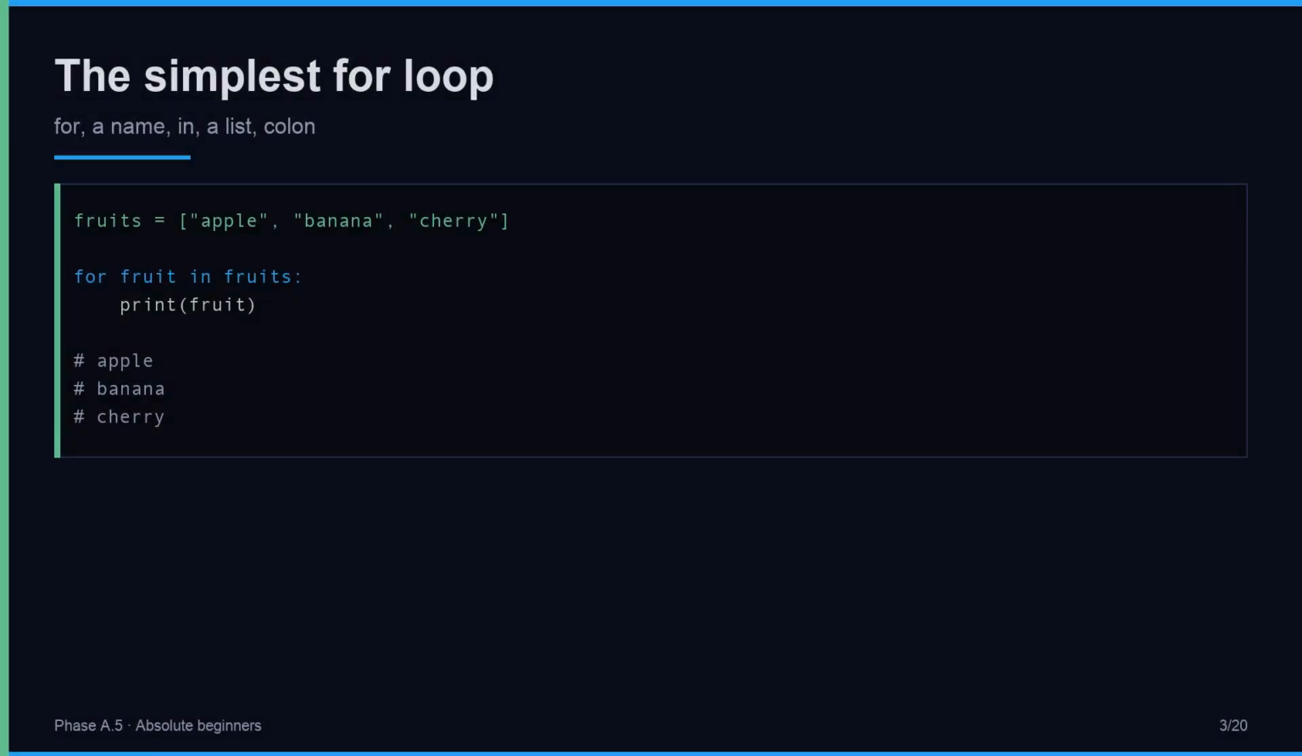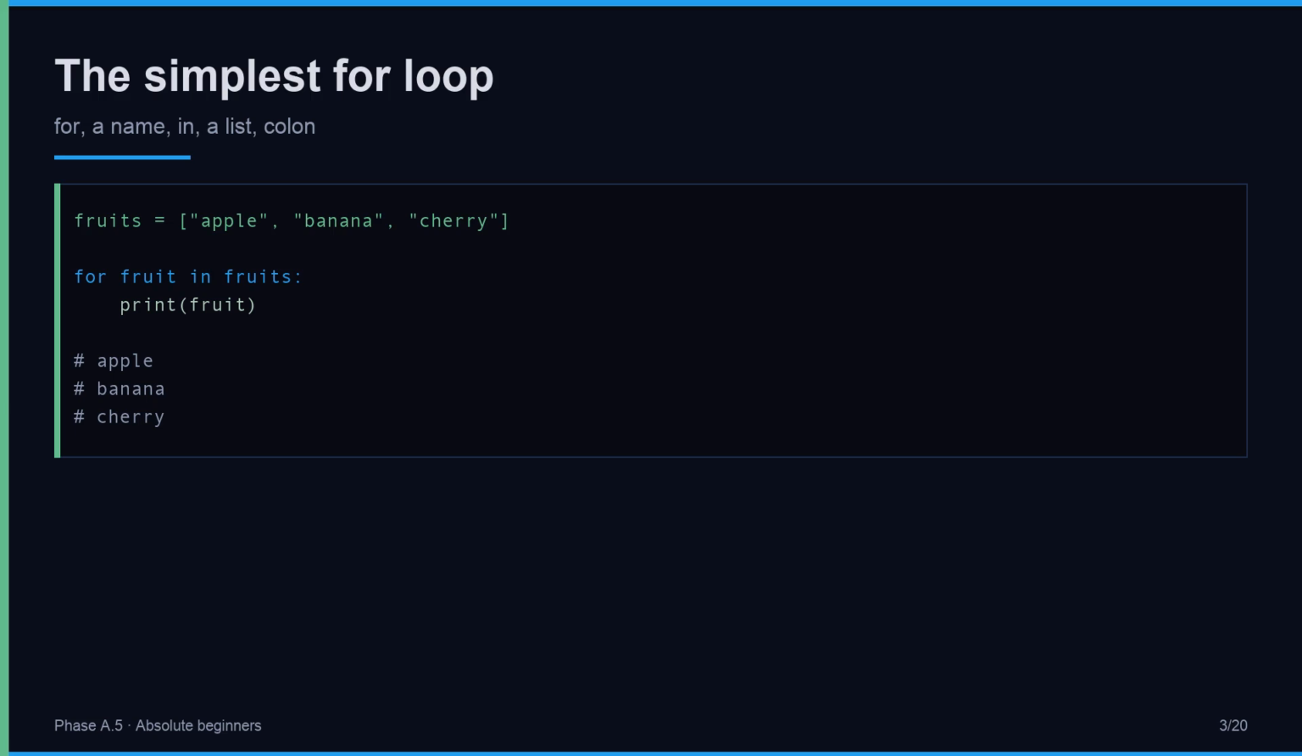You write the word for, then a new variable name, fruit, then the word in, then your list, fruits, then a colon. Underneath, indented, the body, print fruit. When you run this, Python takes the first item, apple, assigns it to fruit, and runs the body. Then banana, runs the body. Then cherry, runs the body. When the list is exhausted, the loop ends. Same body, 3 times, 3 different values.